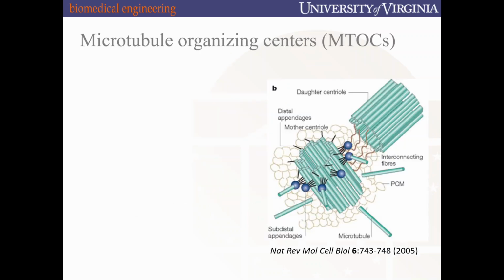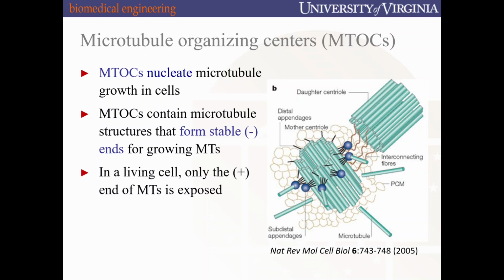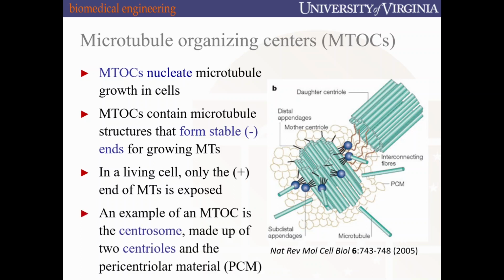Microtubule organizing centers, or MTOCs, nucleate microtubule polymerization within the cell, and form stable minus ends that don't experience further polymerization or depolymerization. As a consequence of this, only the plus ends of the microtubule are exposed. As we see on the previous slide, the centrosome is an MTOC that's present in all cells close to the nucleus in the center. The centrosome is made up of two tubulin structures called centrioles.